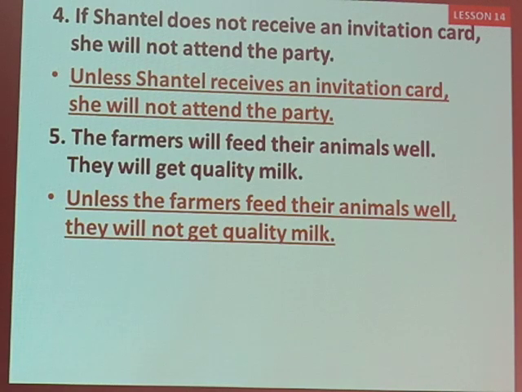I remember telling you that we can as well use unless in the course of the sentence. And there the answer would be, if you are required to do so, the farmers will not get quality milk unless they feed their animals well. Even number four can be constructed having unless in the middle, and the answer for that case would be, Chantel will not attend the party unless she receives an invitation card.